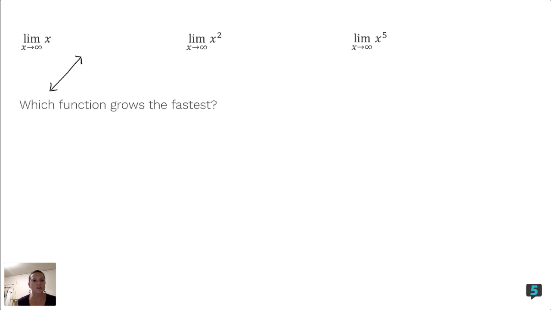Awesome. Great, Megan. Yeah, so the limit of x as x approaches infinity is going to equal infinity. Similarly, if we think about that graph of x squared, a nice parabola, the limit as x approaches infinity for the function x squared is also going to approach infinity. And same thing with x to the fifth. As my x values get larger and larger, so does my function. It's also going to approach infinity. So all three functions go to infinity.